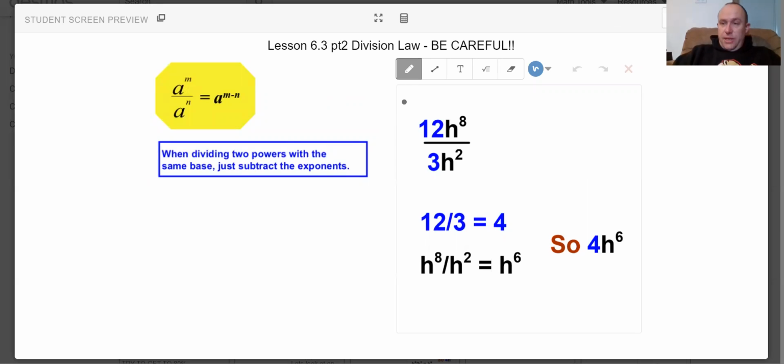When we're dividing, we subtract the exponents. Now, if there are numbers, this is just simple number work. 12 divided by 3 is just your regular 12 divided by 3, which is 4. But when I have my exponents, the rule is we subtract the exponents for division. So 8 take away 2 is 6. And then when you put the two things together, it will give you 4h to the 6.